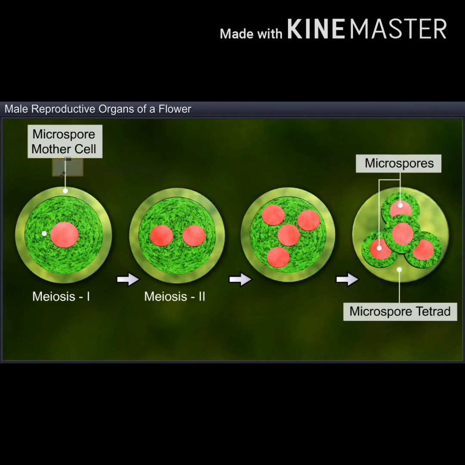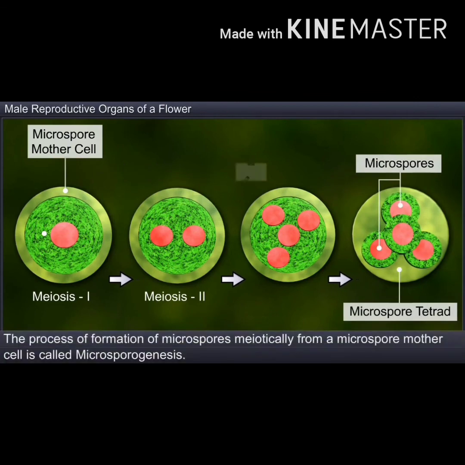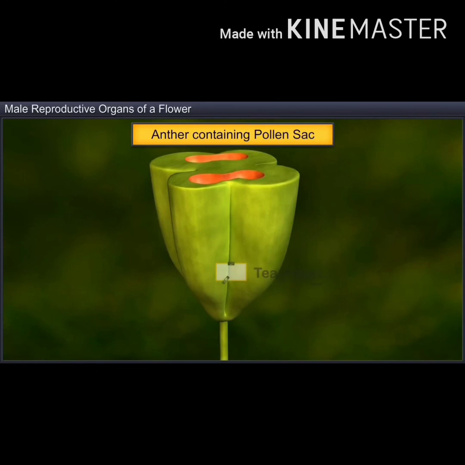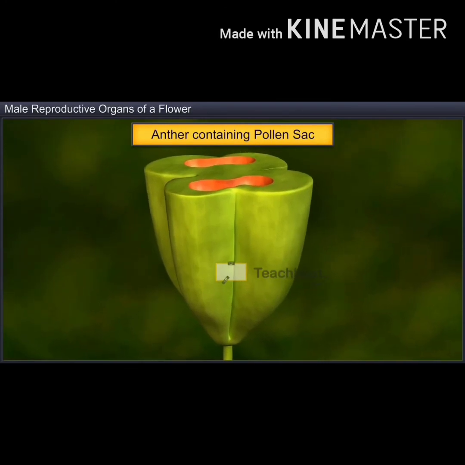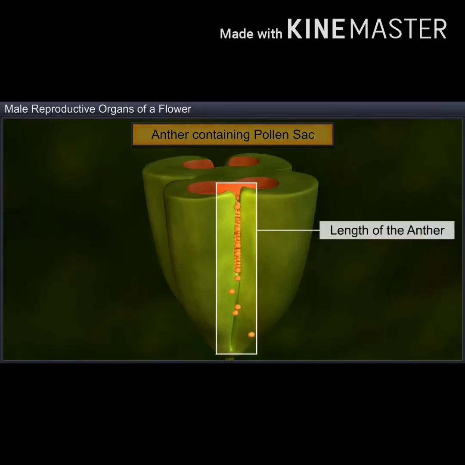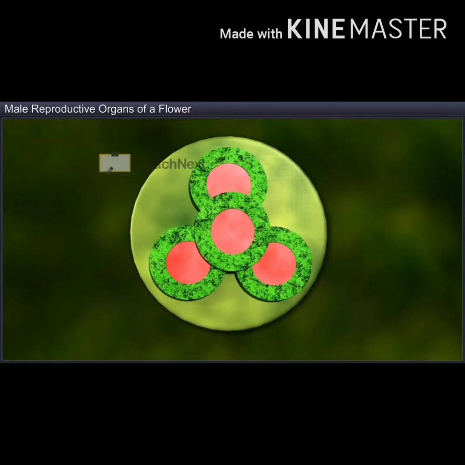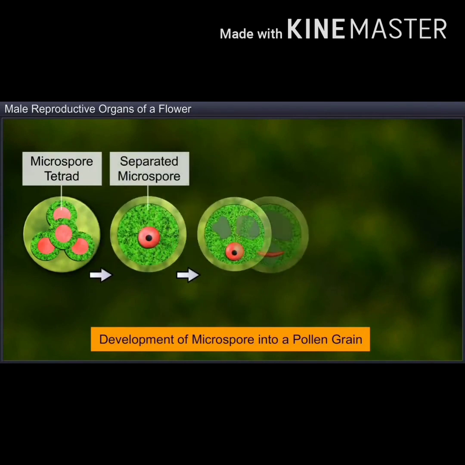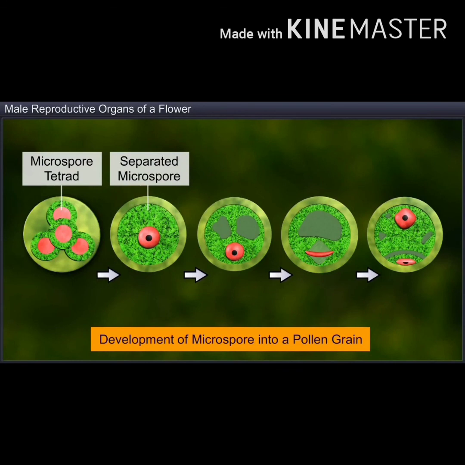Initially, these microspores are arranged in a tetrad form, and later it will split and each one becomes a functional microspore. The microspore later develops into a pollen grain, and it comes out from the anther by the dehiscence of the anther. There you can see a line of dehiscence through which the anther wall will break and the pollen grain will come out. Development of microspores into pollen grains takes place inside the anther itself.